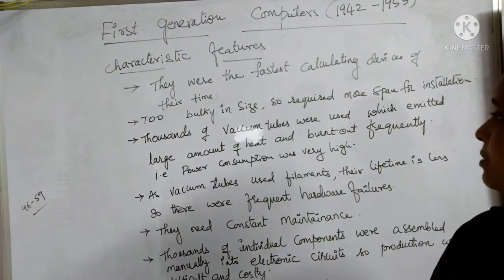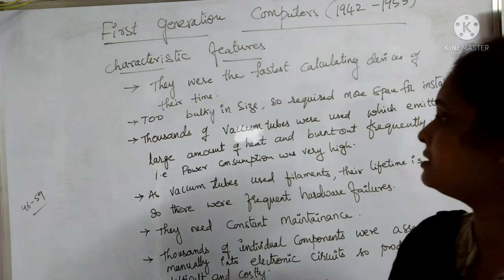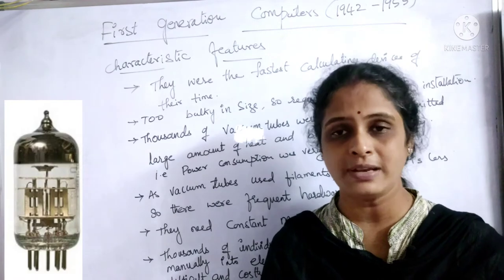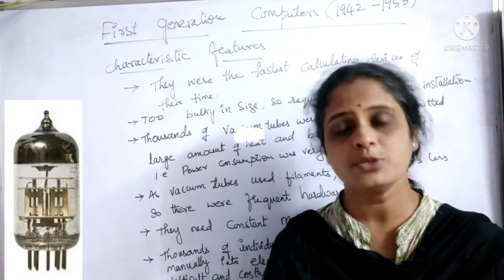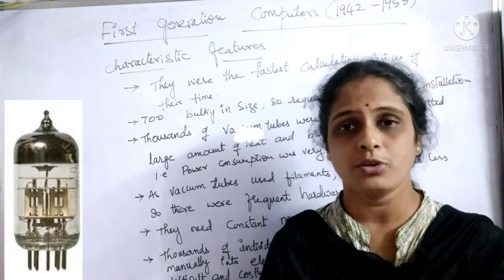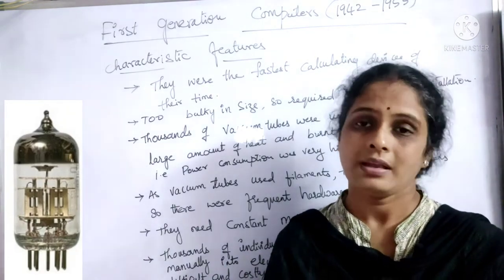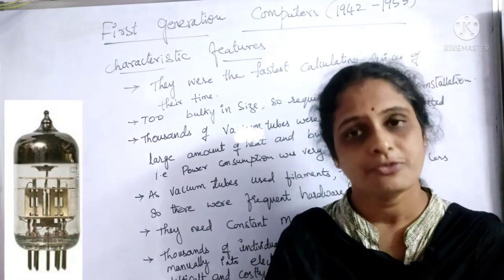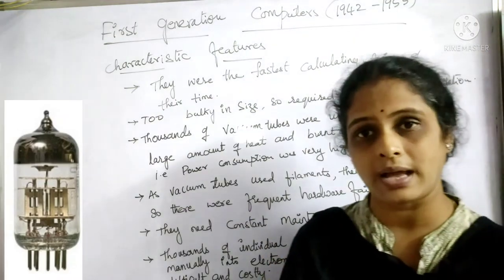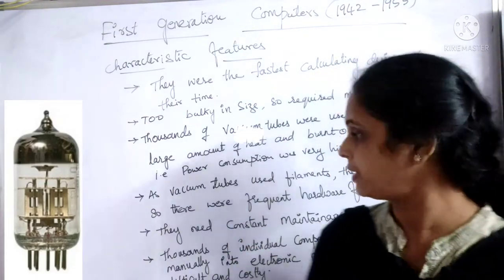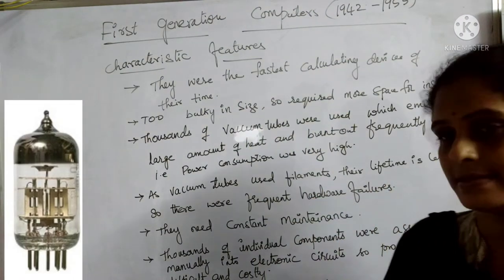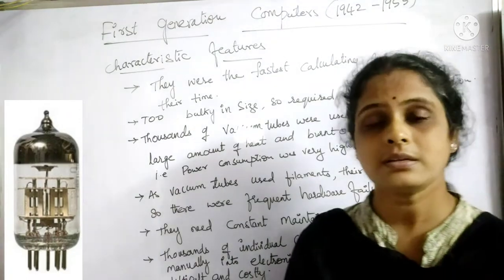Then, thousands of vacuum tubes were used, which emitted a large amount of heat and burnt out frequently. As I told you, vacuum tubes have a filament in them. These vacuum tubes used to consume a lot of power. As a result, a lot of heat was generated, and so they used to burn out frequently. That is the reason why vacuum tubes need constant maintenance. As vacuum tubes used filaments, their lifetime is less. So there were frequent hardware failures.